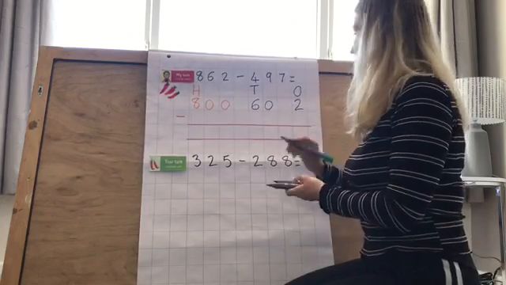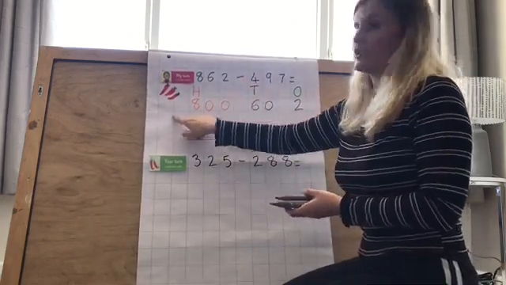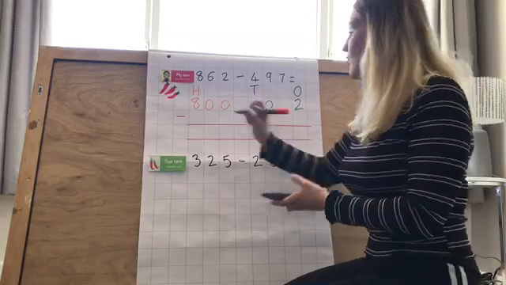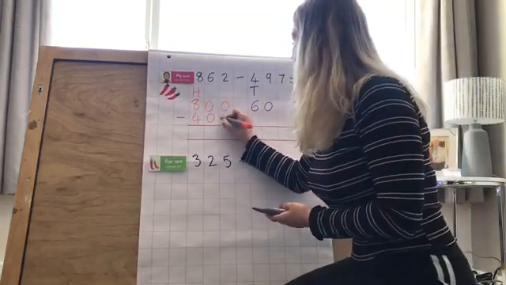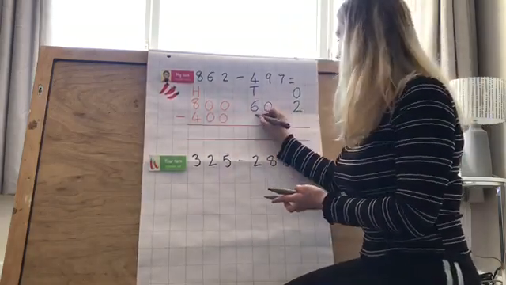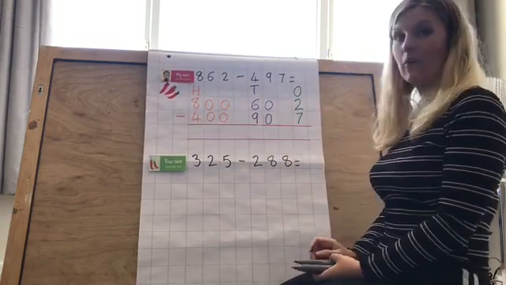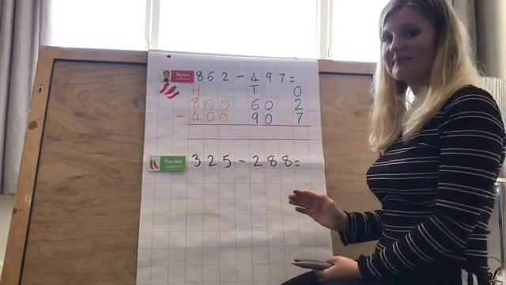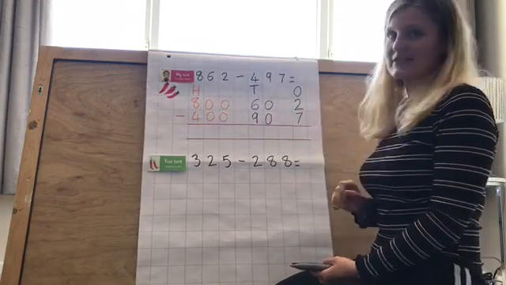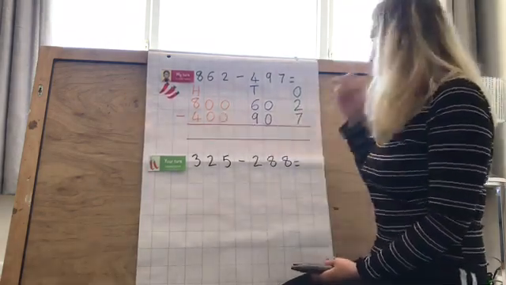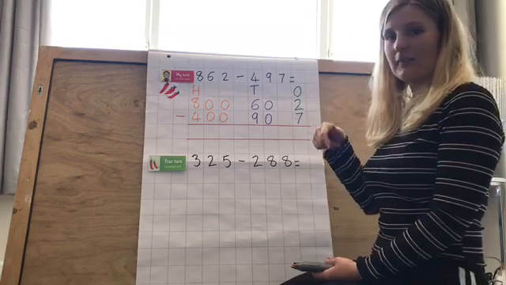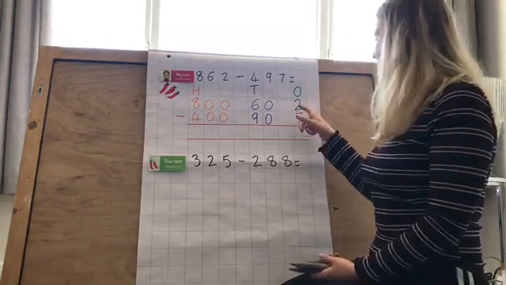862. Now I'm subtracting, which I've already got there ready, 497. Now, where do I always start? Brilliant, at the ones, okay? So 2 take away 7. Now this is the problem I had last time, and we learned how to solve this, didn't we?